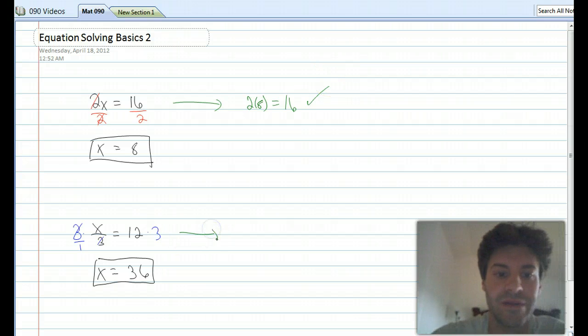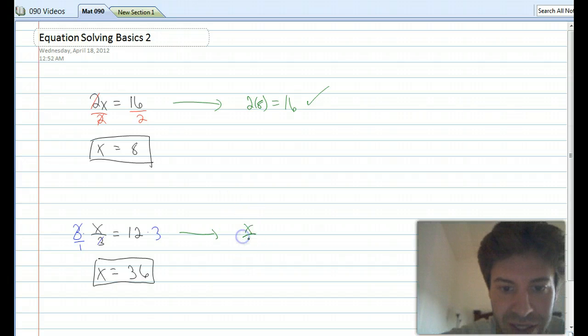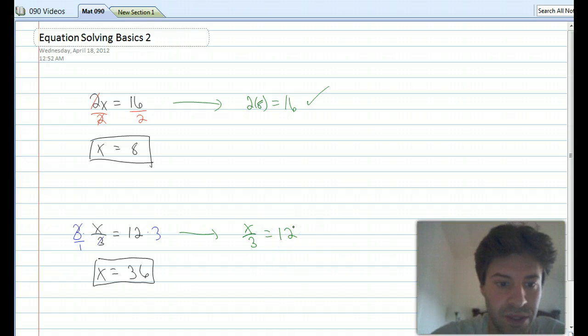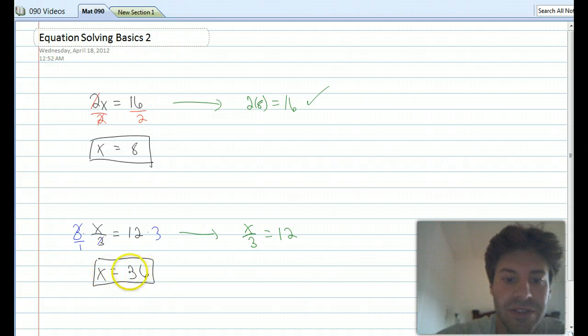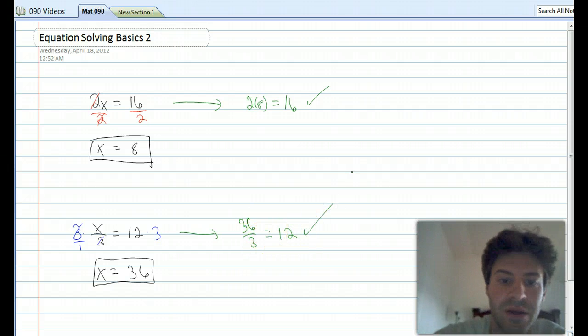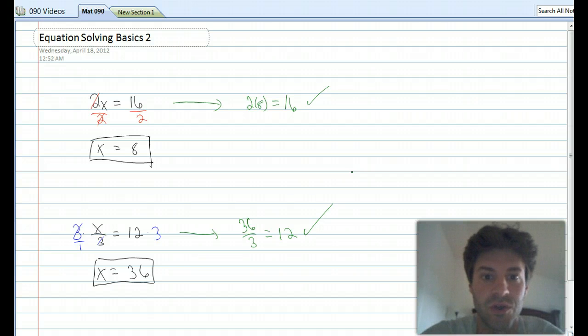Now let's also copy down this original equation down here. Let's check that result. x divided by 3 equals 12 was our original equation. And let's replace our x with our solution. x is 36. So we want to replace x with 36. And the question is, is that equation true? 36 divided by 3 equals 12. That is true. So x equals 36 was the correct solution.